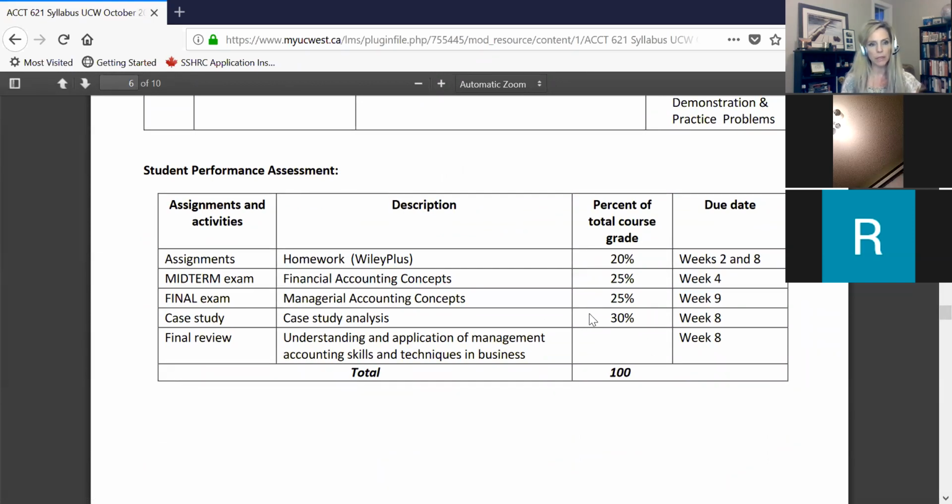So this is sort of the breakdown of the assessment piece. The Wiley Plus will be the homework. The first midterm, or the only midterm, will be financial accounting. The managerial accounting will be the final exam. And I'll put out a case study for you that encompasses a lot of the material that we cover throughout the course. So you can probably expect that in week 3.